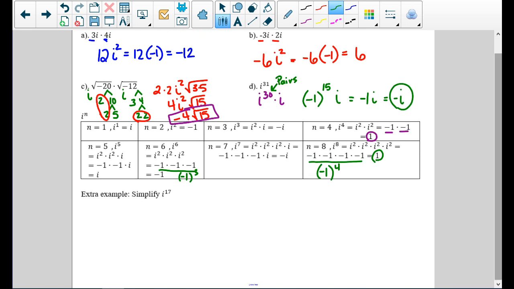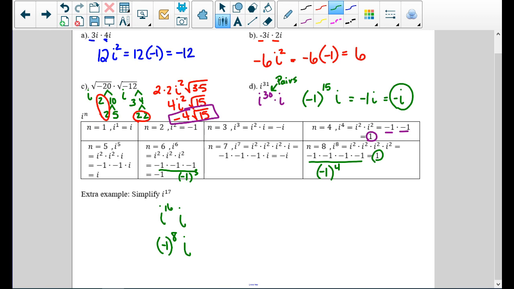So let's talk through this extra example here. Simplifying i to the 7th. Again, let's split it up into an even number. So i to the 16th, and we still have an i left over, right? Now, let's break it down into negative 1s. So how many negative 1s am I going to have? Well, the exponent here for my i is 16. I need 2 to make a negative 1. So I'm going to divide this 16 by 2, and I'm going to get 8.